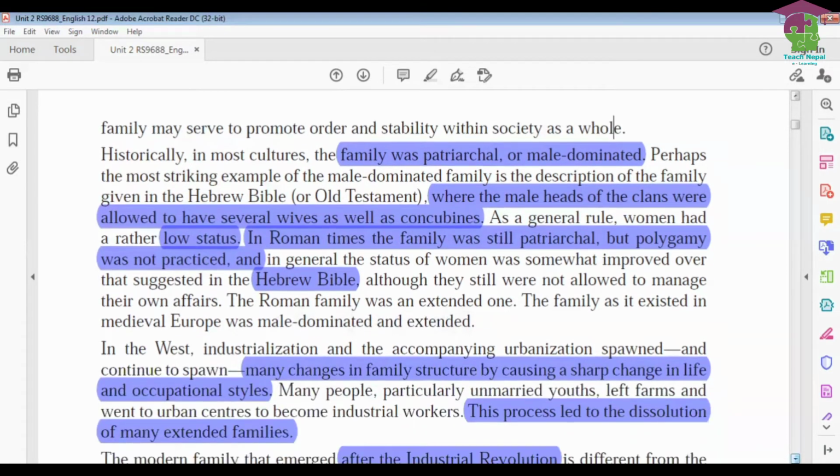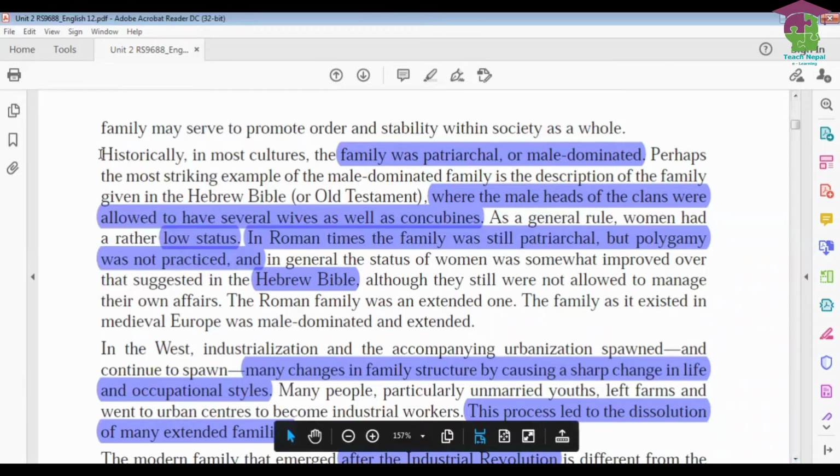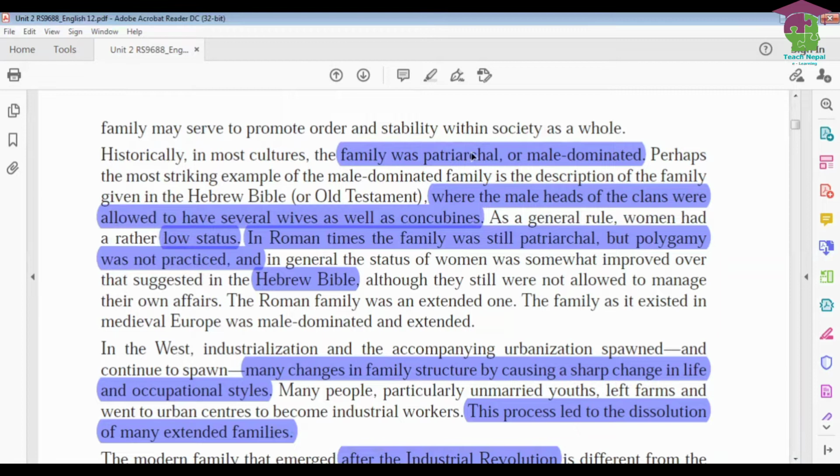family helps there. Now here in the next paragraph, the writer talks about the history of family. Historically, in most cultures, the family was patriarchal. Patriarchal we call, or male-dominated society. Perhaps the most striking example of the male-dominated family is the description of the family given in the Hebrew Bible or Old Testament. Maneko male-dominated society laai patriarchal society bancha, right? As a female, they don't have any decision-making capacity. So the patriarchal societies are those, they are male-dominated society. And the male heads of the clans were allowed to have several wives as well as concubines. Concubines means might be girlfriend or additional woman kept by male in house, right?